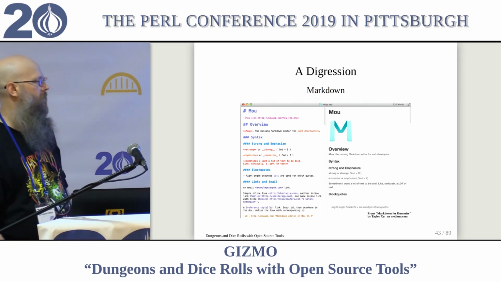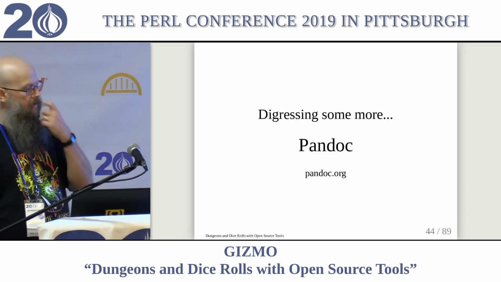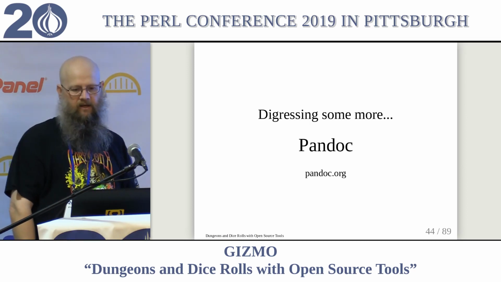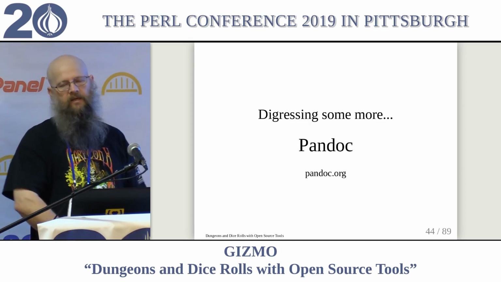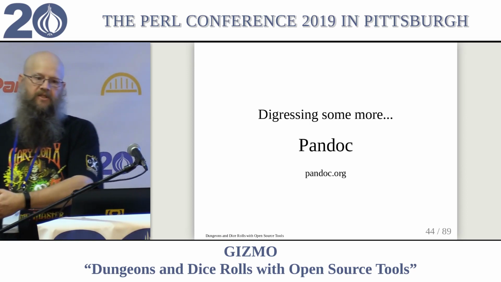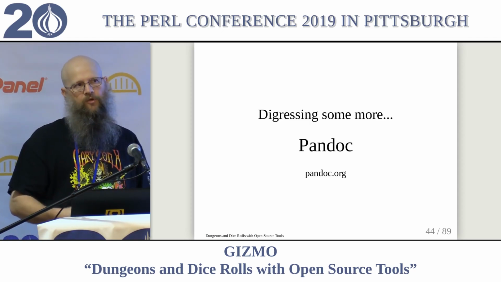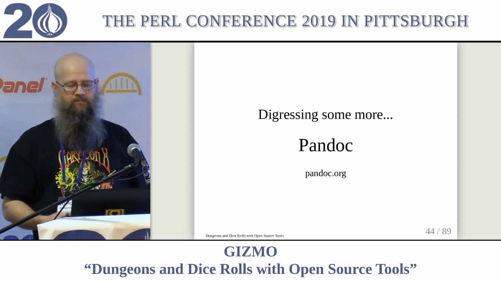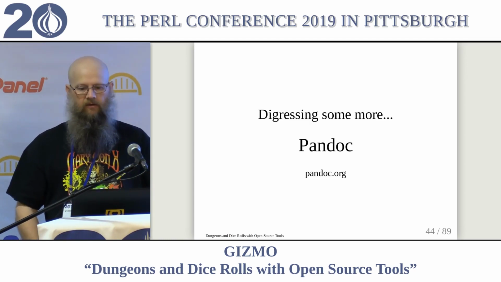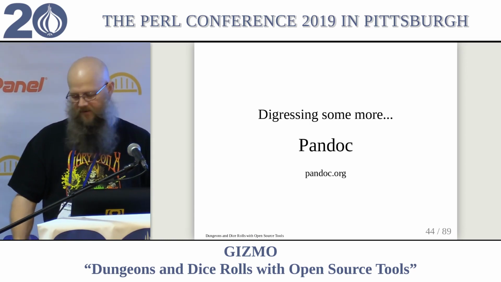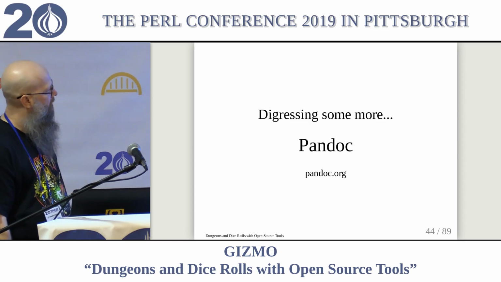And once you have Markdown, you could use this tool called Pandoc, which takes the Markdown and can transform it not just to HTML, but to PDFs and EPUB. So you could create a handout for the players, not just plain text, but a nice PDF file or an EPUB document. So enough digression.